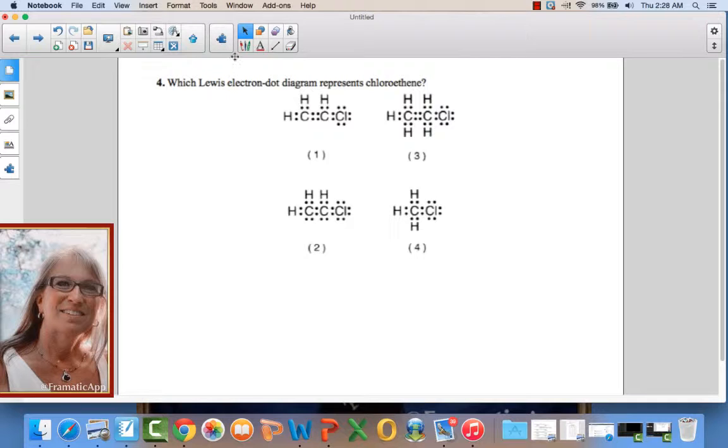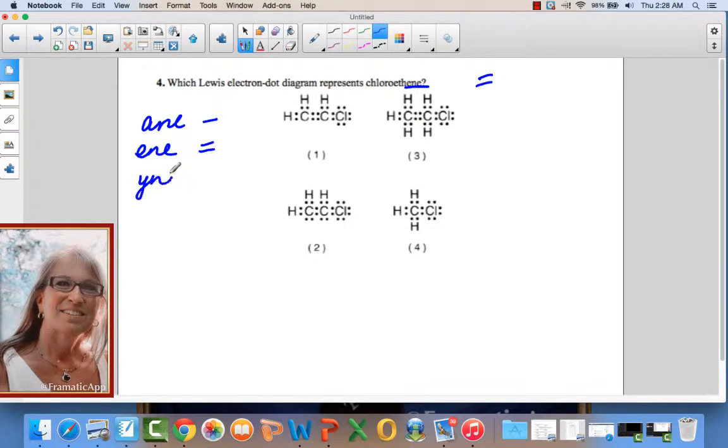Which Lewis dot diagram represents chloroethene? So the first thing that we want to do is dissect the name. The ene ending tells us from table Q that there is a double bond. Remember that anything that ends in ane is single bonds, ene has a double bond, and yne has a triple bond. And you don't have to memorize this. This is table Q.